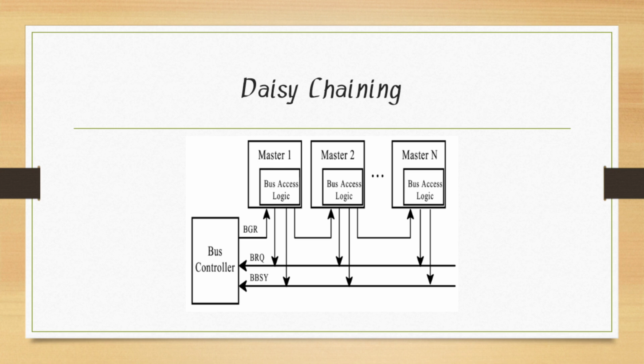The bus controller gives the bus grant signal to master 1. If any other interrupts are requested at bus master 1, it is handled; otherwise it is passed to the next master, master 2. So each master gets service from the bus controller. This is daisy chaining.